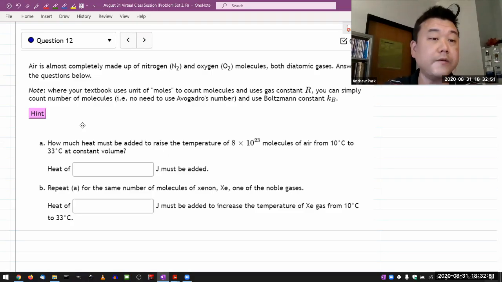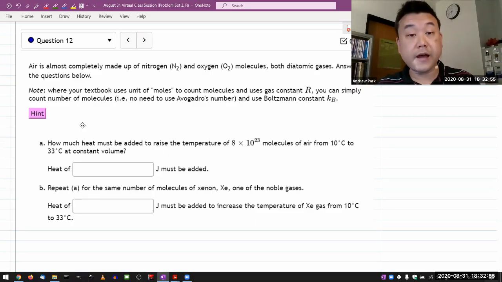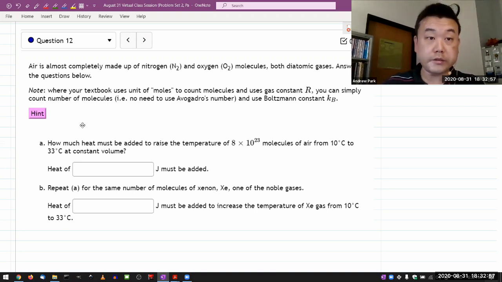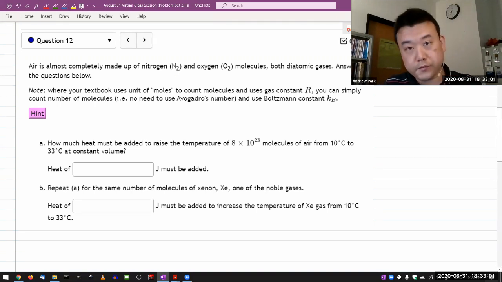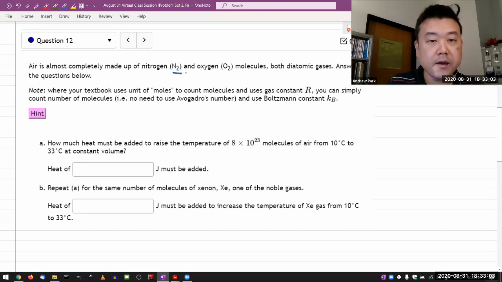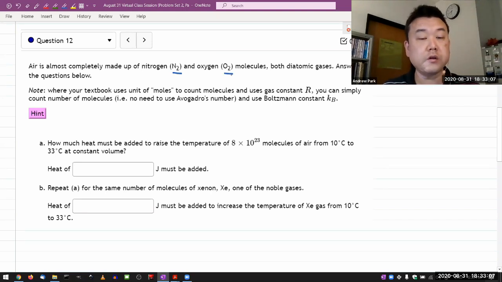So question 12, it says, air is almost completely made up of nitrogen and oxygen molecules. And in case, for those of you who might not have taken chemistry yet, these are diatomic molecules. A nitrogen molecule has two nitrogen atoms bound together, and similar for oxygen. Yeah, both diatomic gases. And that will be an important fact.